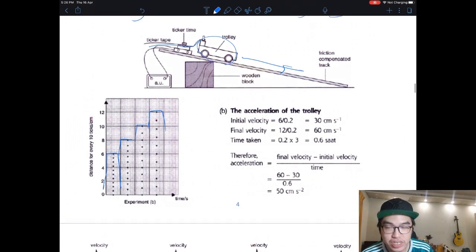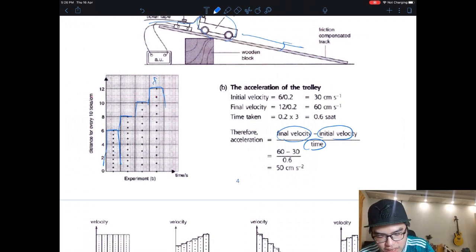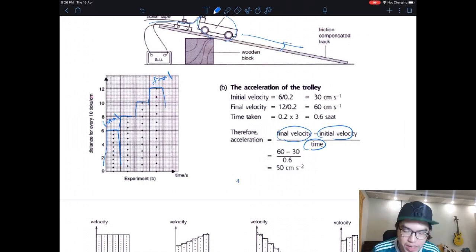Acceleration is written here: final velocity minus initial velocity divided by time. So where's the final? Final is the last strip, and then this is the initial. So use what we have learned last week.